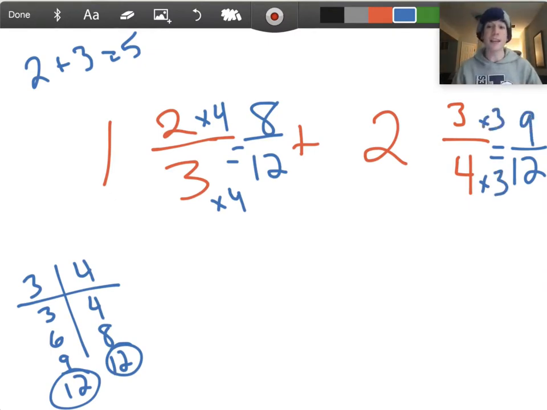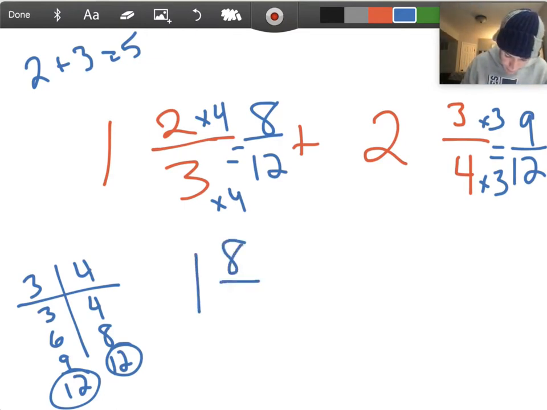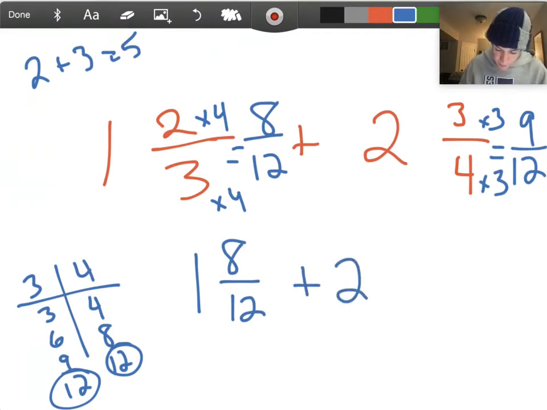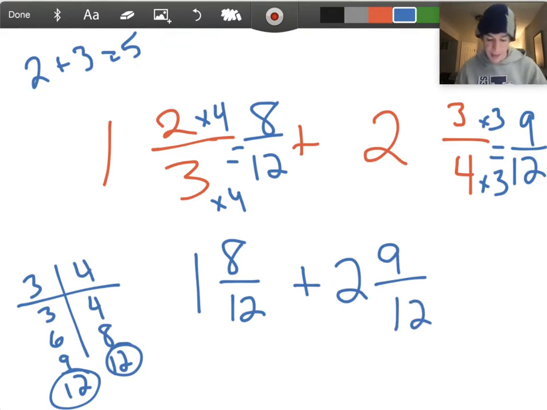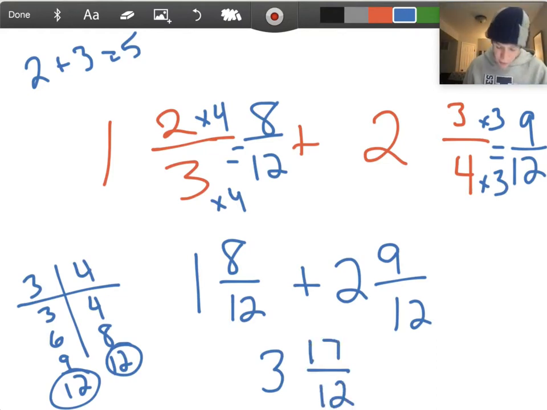Now, what I always like to do is just rewrite that problem. So I know that 2/3 is the same as 8/12. So I'm going to write 1 and 8/12 plus 2 and 3/4, which is the same as 9/12. So I have 1 and 8/12 plus 2 and 9/12. I always first add together the whole numbers. 2 plus 1 gives me 3. And then I always go back and add together the fractions. I have 8 of these 12 pieces and 9 more of these 12 pieces. 8 plus 9 gives me a total of 17 of these 12 pieces.